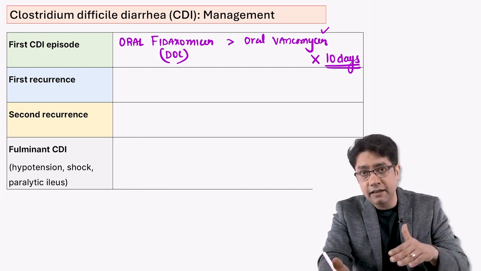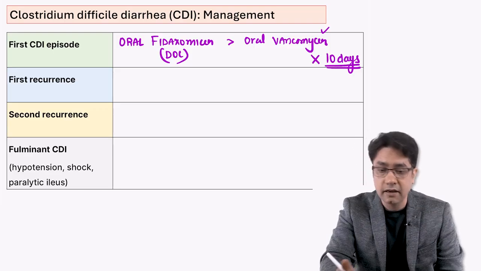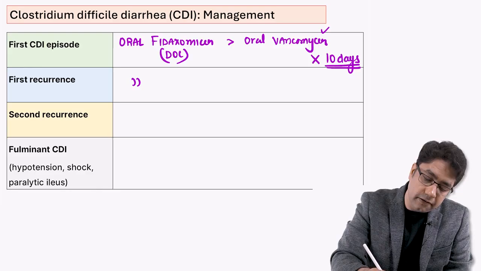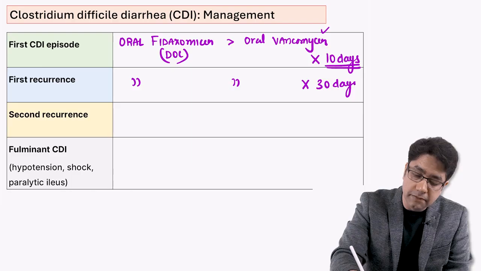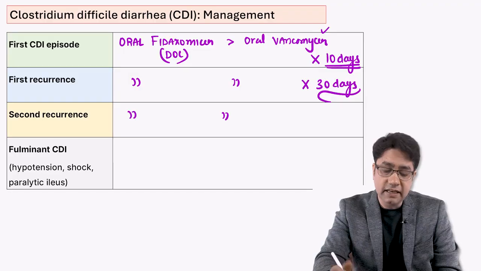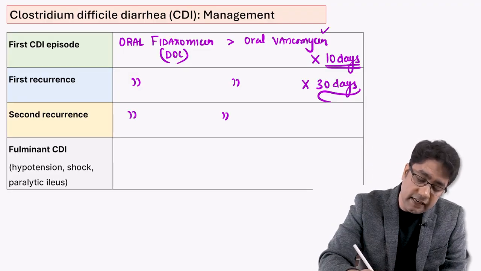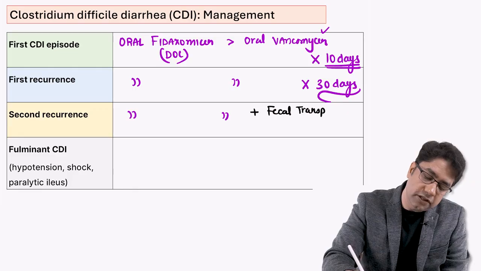If there is again a recurrence, if the infection has occurred again despite treatment, give the same treatment again. But now give this treatment continuously for 30 days, or 1 month, of vanco or fidaxomicin. If there is a second recurrence, now this is an indication to do fecal transplant. You must replace the good bacteria.